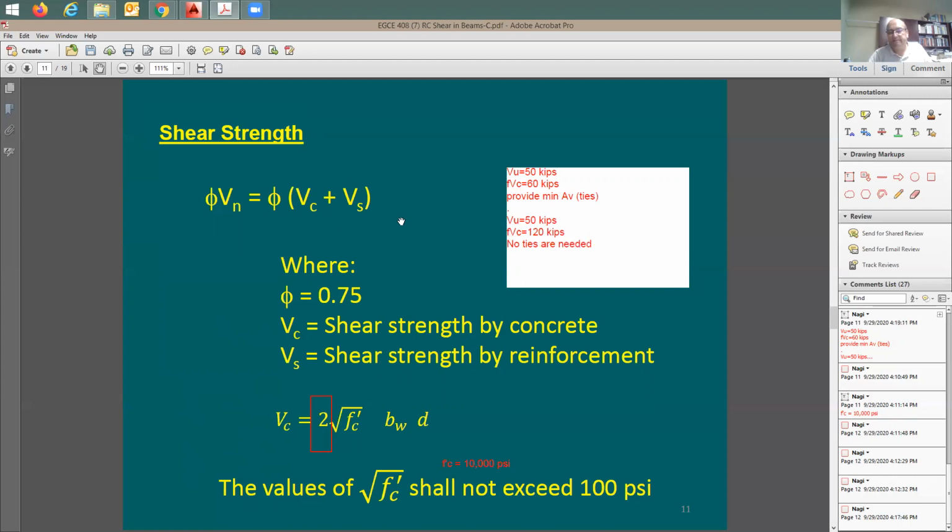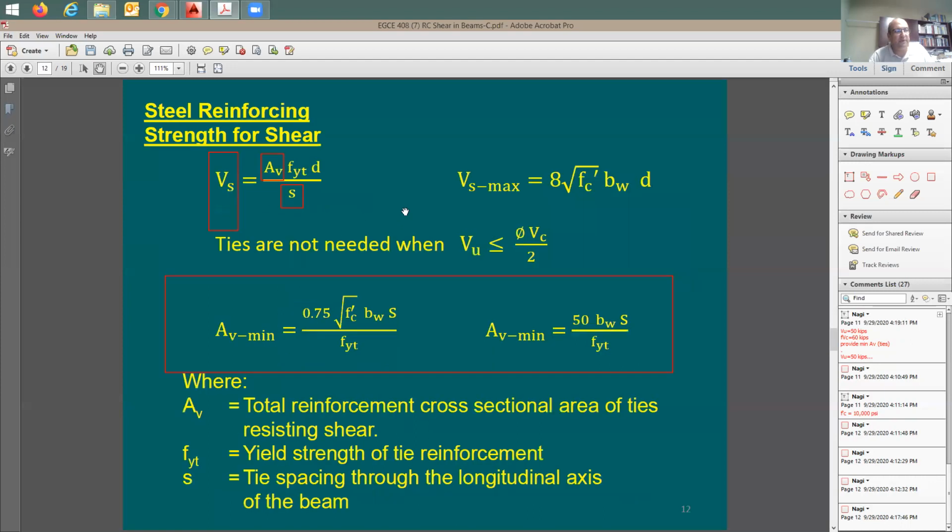Any questions? So what's good about this? Ties are not needed when the demand is going to be very small. What does it mean by very small? When it is going to be lower than 1/2 of the concrete strength in shear. So, okay, this is very good. I guess it's clear to me.